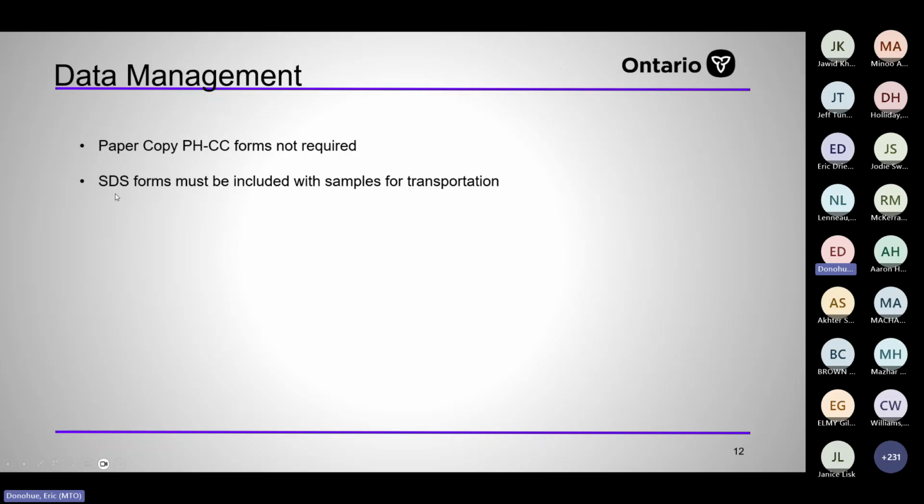The one caveat is that SDS forms are still required to be included with samples for transportation. That's a transportation of dangerous goods requirement that if we have any chemicals or anything that are being transported and require an SDS, then those must be included with the sample for transportation. And so that will still be a paper copy.